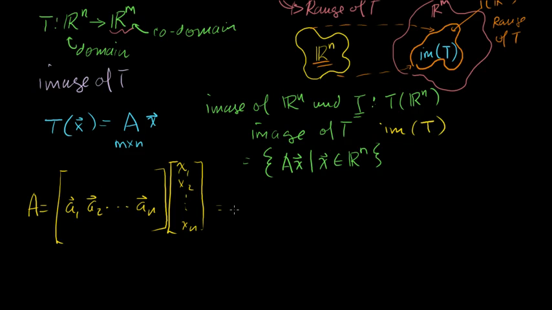This is equal to x1, the scalar x1 times a1, plus x2 times a2, all the way to plus xn times an. And we're saying we want the set of all of these sums of these column vectors where x can take on any vector in Rn, which means that the elements of x can take on any real scalar values. So the set of all of these is essentially all of the linear combinations of the columns of A, right? Because I can set these guys to be equal to any value. So what is that equal to?